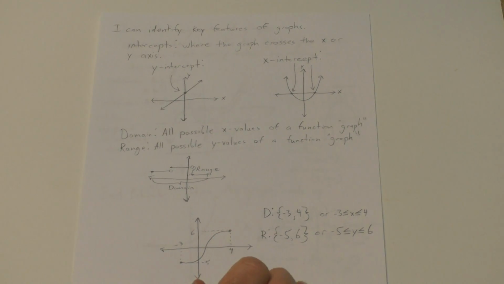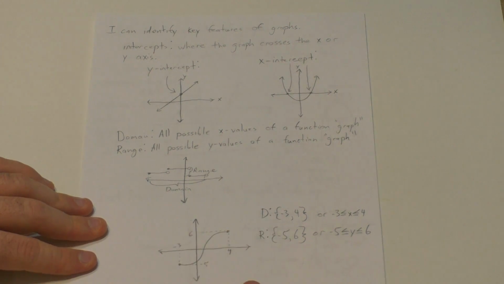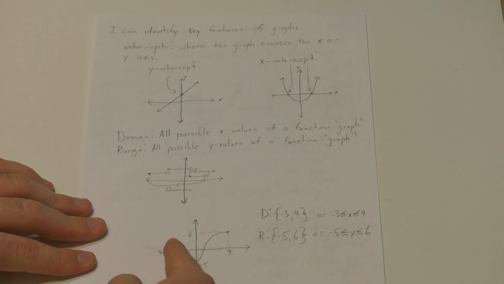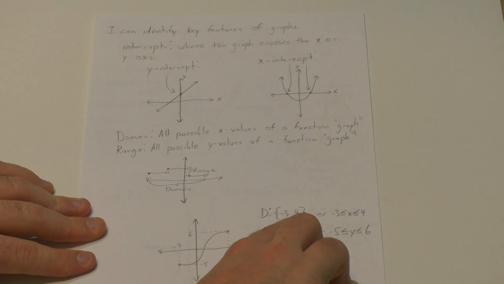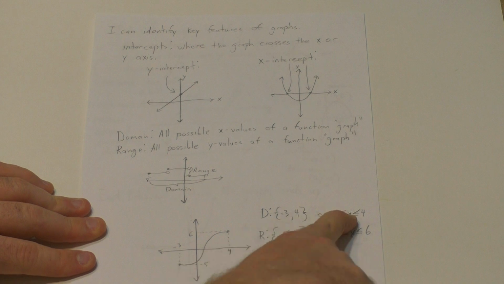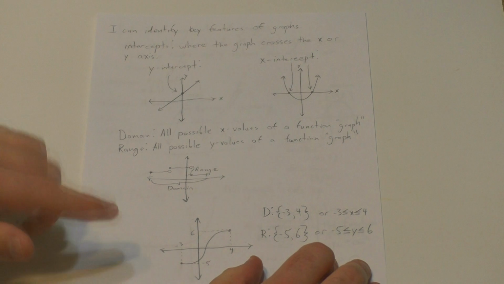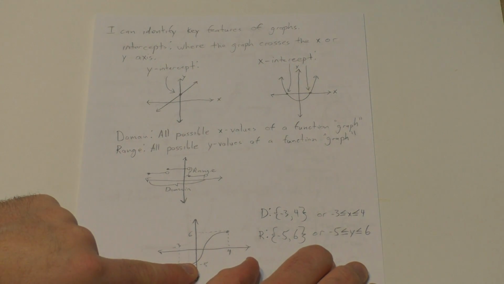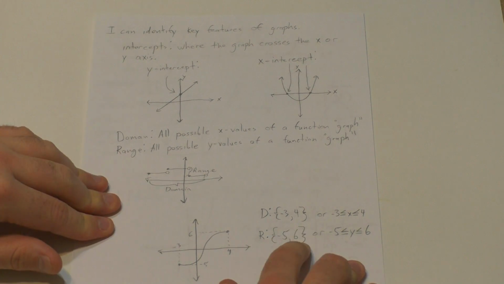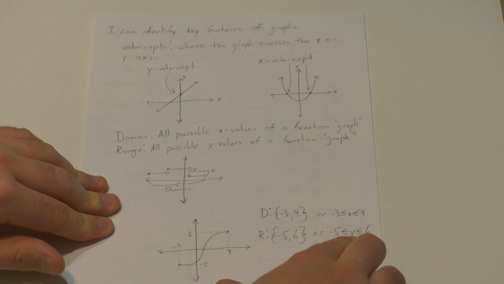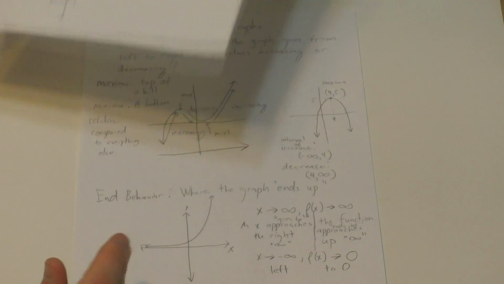Better yet, let's look at an example. Here's our function, here's our graph right here. Domain starts right here at -3 and goes to 4. So I can express it like this, -3 to 4, or x is greater than or equal to -3 and less than or equal to 4. Range, well, the graph starts right here at -5 on the y-axis and ends up right here at 6. Okay, so we go from -5 to 6, or y is greater than -5 or less than 6. That's domain and range. This is our second key feature.